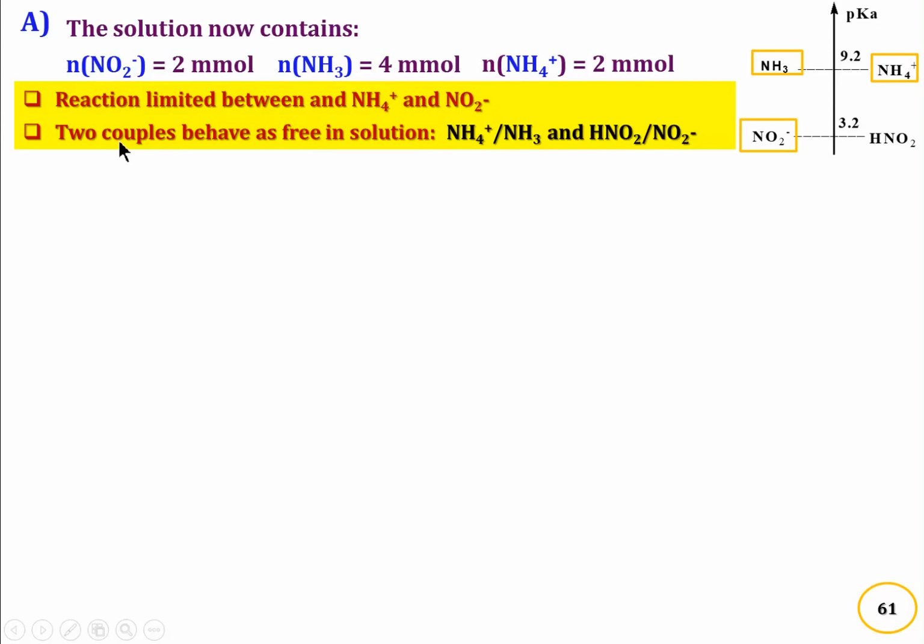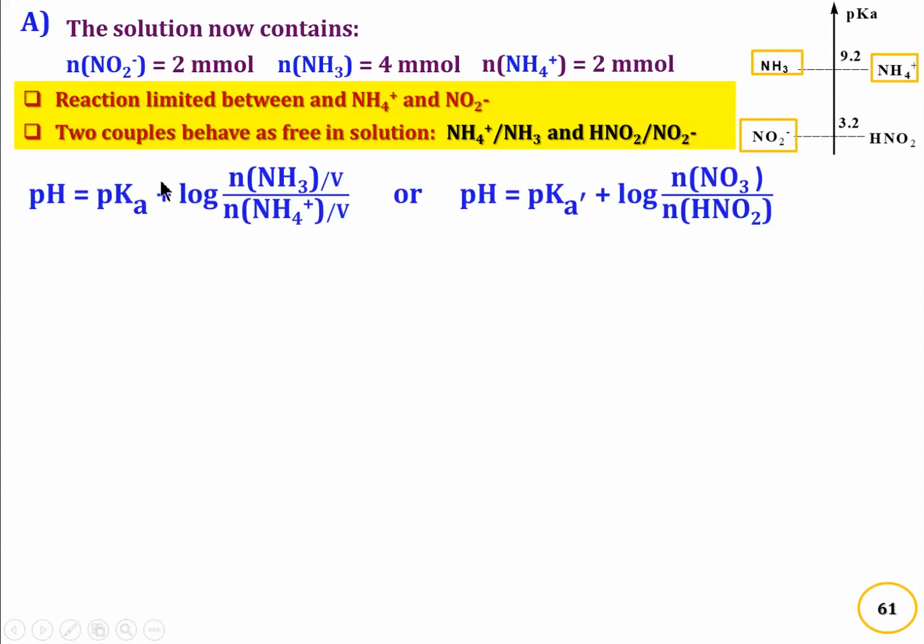So in the solution, we have practically two separate couples: NH4+ and NH3, and the other couple, HNO2 and NO2 minus. So the pH of the solution can be determined by couple 1, or a student can work on couple 2, and you should obtain the same answer. The student that works on couple 1: pH equals pKa plus log concentration of the base at equilibrium divided by the acid at equilibrium.